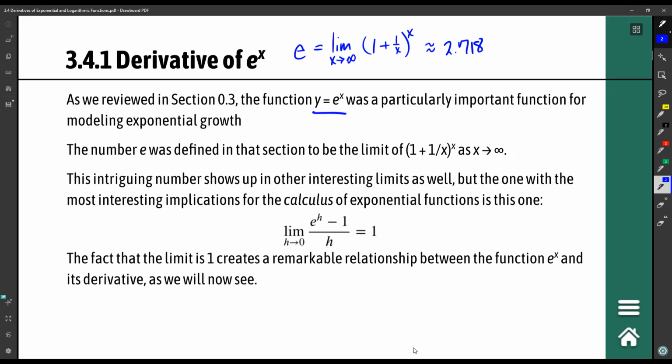And there was a result having to do with limits and e that is going to be pretty interesting for us in this particular section. And it's this right here, that the limit as h approaches 0 of (e to the h minus 1) over h is equal to 1. This is so interesting because it has a direct application to the derivative of e to the x. And that's where our focus is in this video, the derivative of e to the x. And on the next slide, we're going to develop that derivative.